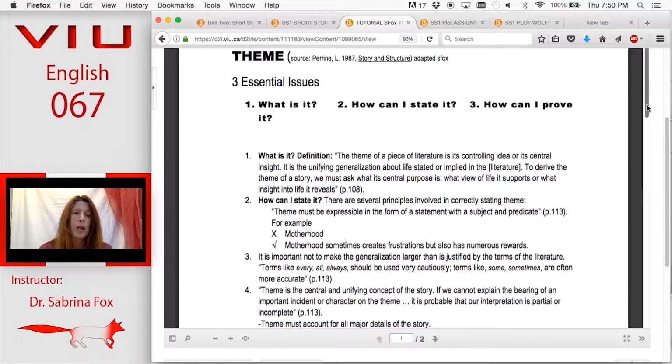I often ask people, what's the theme of this story or that? And they say, oh, motherhood. But motherhood is just a word. A theme has to be a statement. So you say motherhood is the theme. No, it's not. But motherhood sometimes creates frustrations, but also has numerous rewards. Now there's a statement with meaning. And not only does it have meaning, but if it were the theme of a story, it would also apply to mothers in real life. So it has that power, and that is the power of the theme.